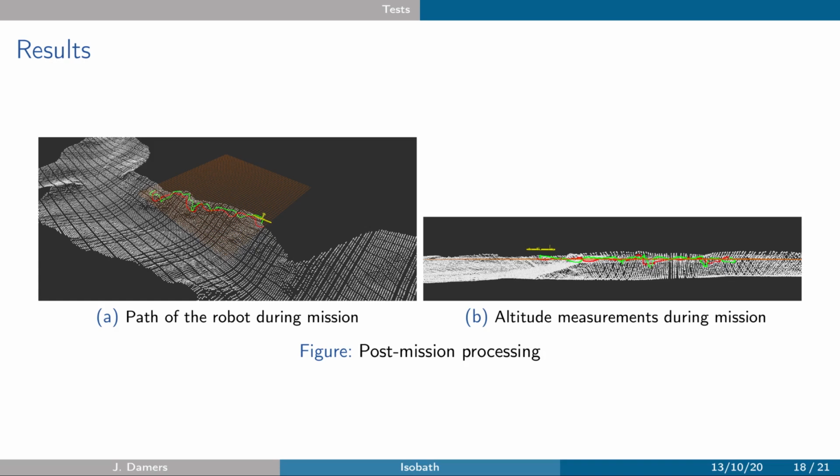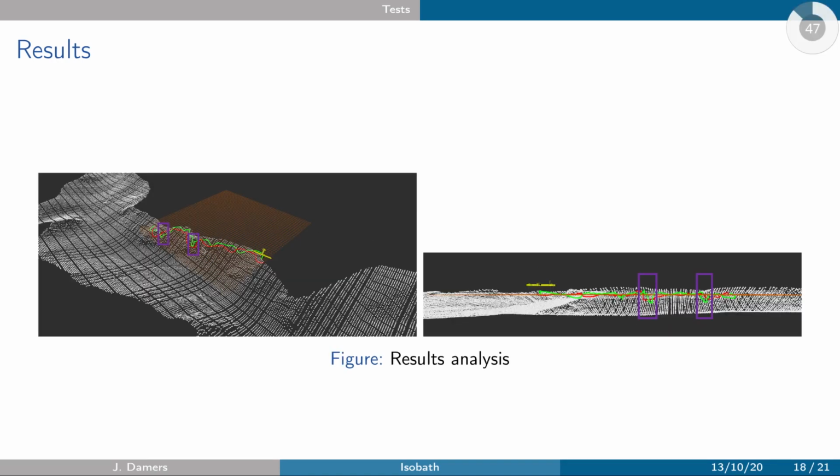And here we've got measurements that are not at 10 meters depth, so not on the Isobath. Here also not at 10 meters depth, so not on the Isobath. And we see that those 2 spikes correspond to those 2 sharp turns.